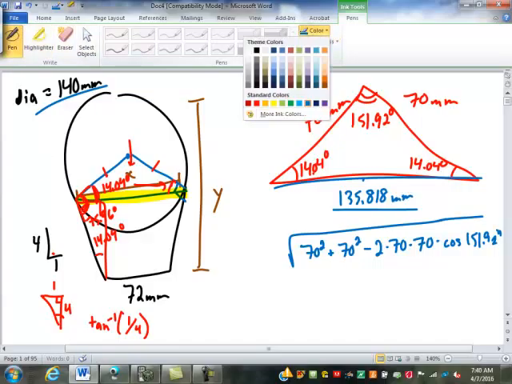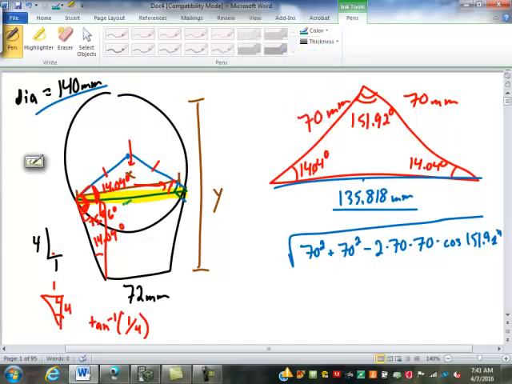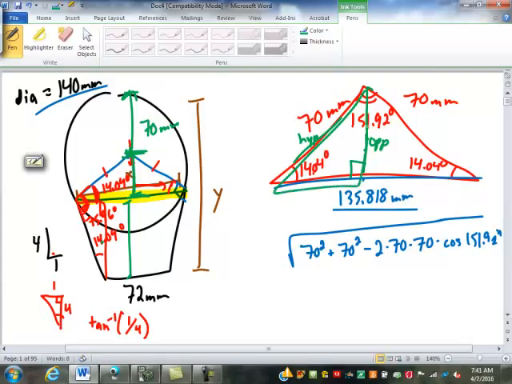Just like we did when we had the circle in the V block, we've got to look at pieces. I can find this piece right here from this triangle. This piece right here is just the height of this triangle, which I can find by cutting that triangle in half. Then, of course, this is just a radius, which is going to be 70 millimeters. So let's find this piece here out of this triangle. This is going to be the opposite side, and this is the hypotenuse, if I'm looking at just this green half triangle.